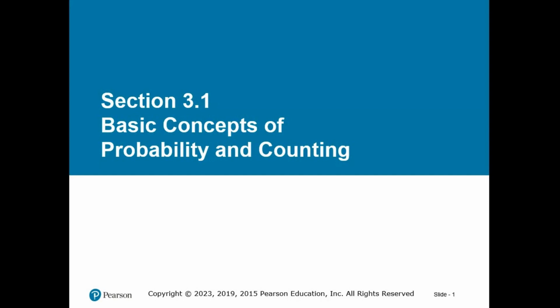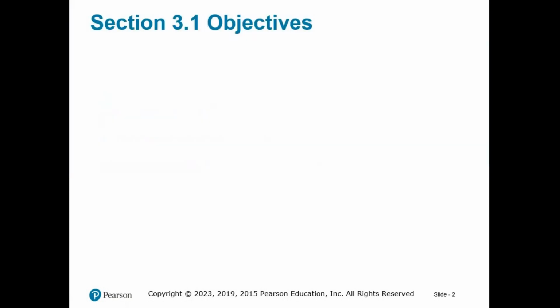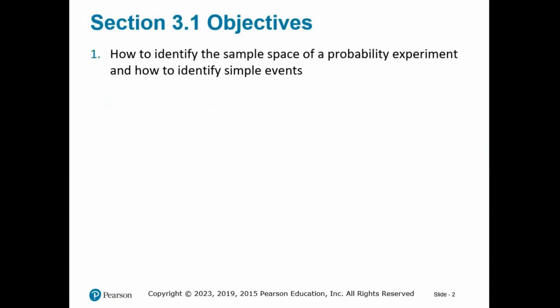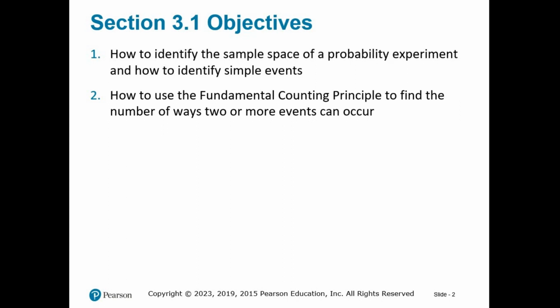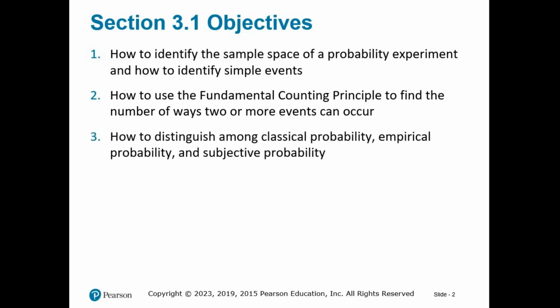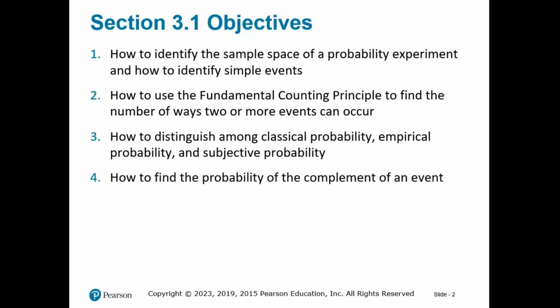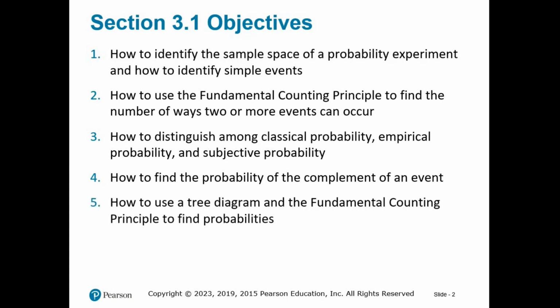We're going to narrow down our concentration a little bit and study the probability of certain results or observations actually occurring. In particular, we're going to learn how to identify a sample space for a probability experiment and how to identify simple events, use the fundamental counting principle, recognize the difference between classical, empirical, and subjective probability, find the probability of the complement of an event, and construct tree diagrams.